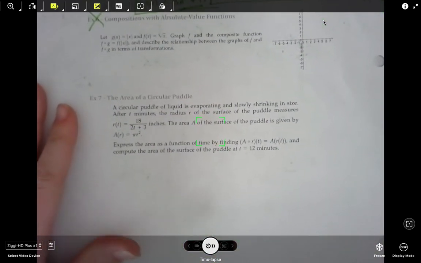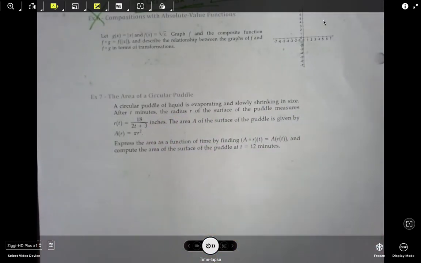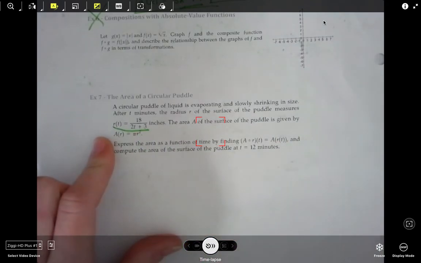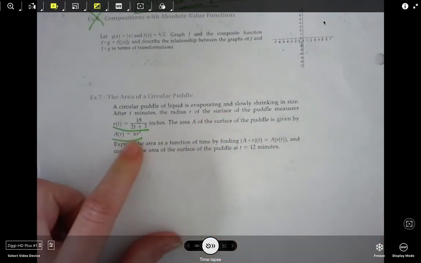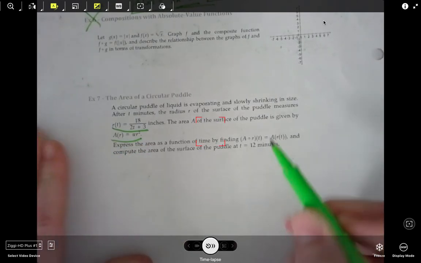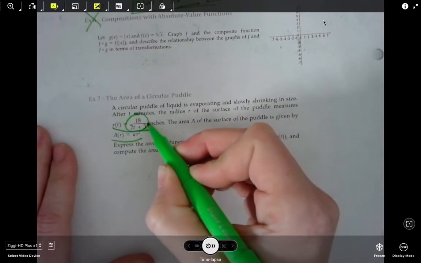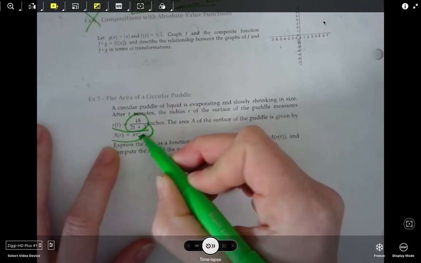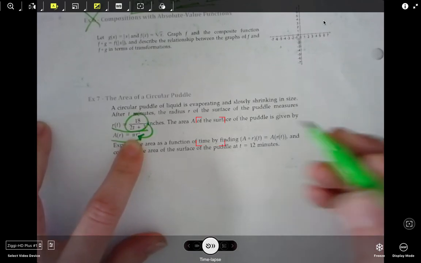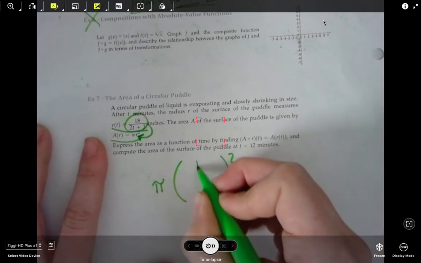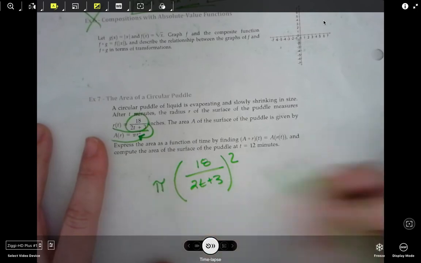Example 7, though. A circular puddle of liquid is evaporating and slowly shrinking in size. After t minutes, the radius of the surface of the puddle measures this equation. The area of the puddle is given by this. So this is an application of when you compose one function inside of the other. This is what the radius is equal to in terms of time, because time is my variable here. So we want to take this equation and embed it inside, substituting it for r. So instead of pi radius squared, we're plugging 18 over 2t plus 3 in for the radius.